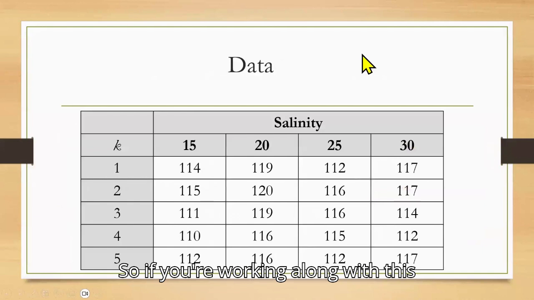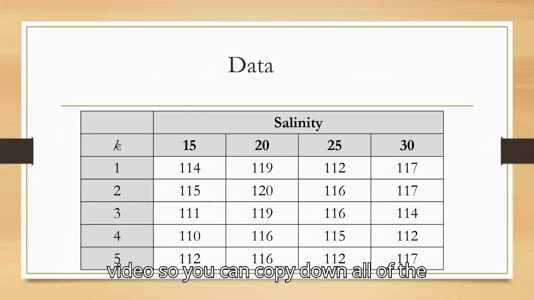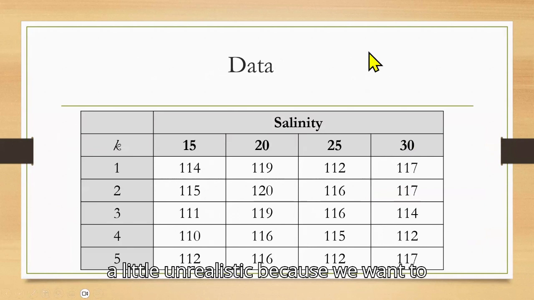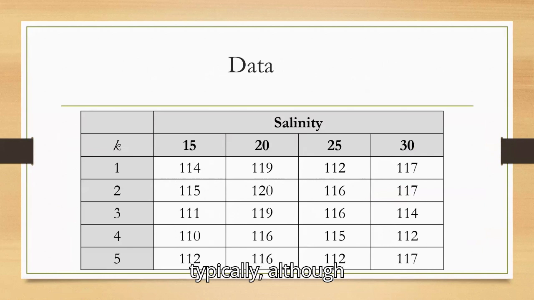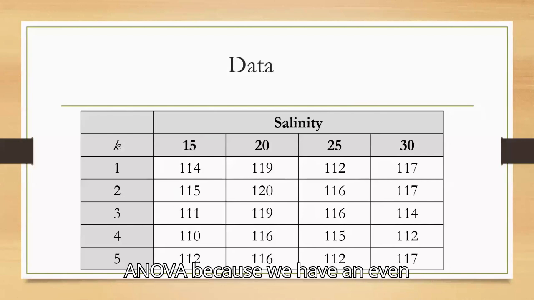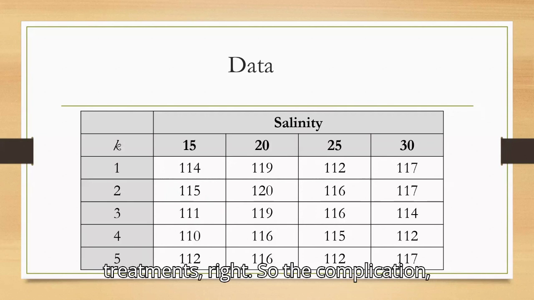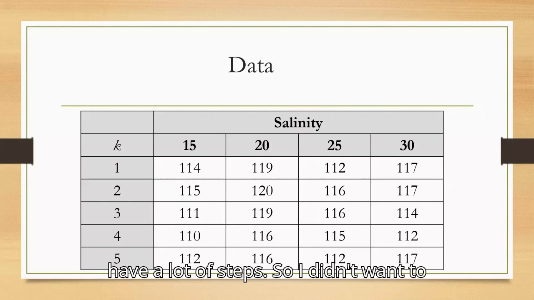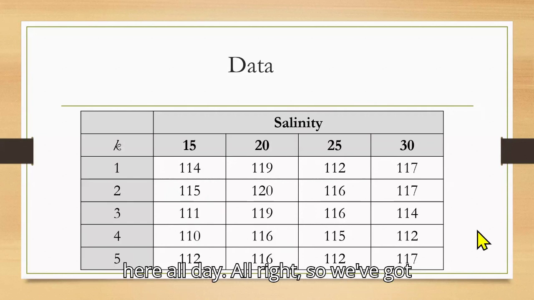If you're working along with this example, take a moment here and pause the video so you can copy down all of the data values. Now, this is a really small sample set, and that's a little unrealistic because we typically want a bigger sample, although this theoretically meets the requirements of ANOVA because we have an even sample size of 5 or more across our 4 different treatments. The calculations for this have a lot of steps, so I didn't want to give you too big of a data set or we'd be here all day.